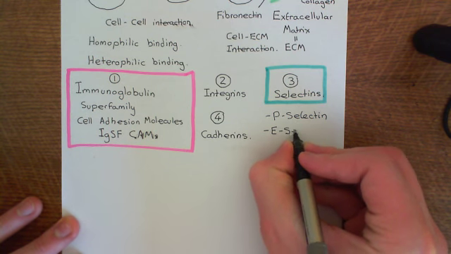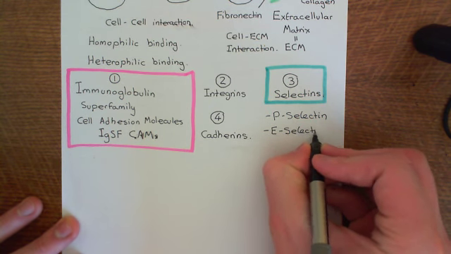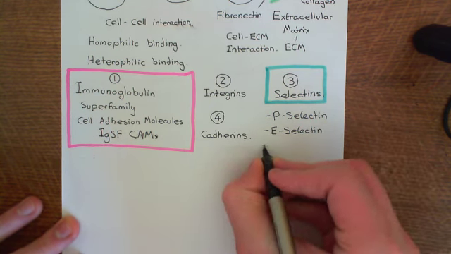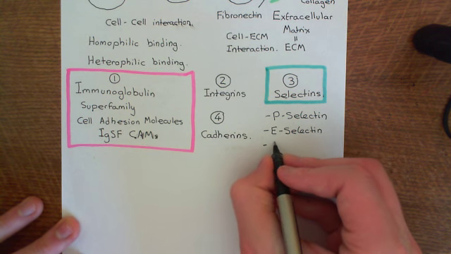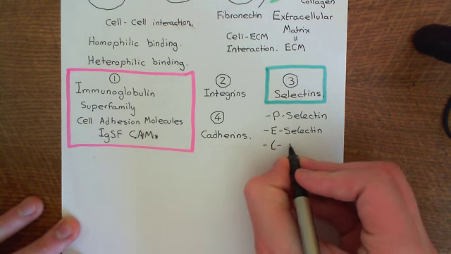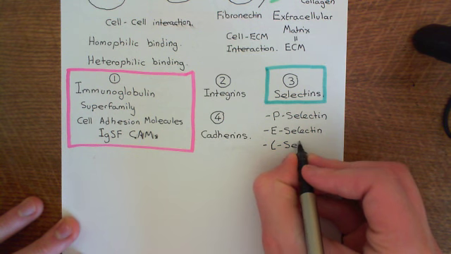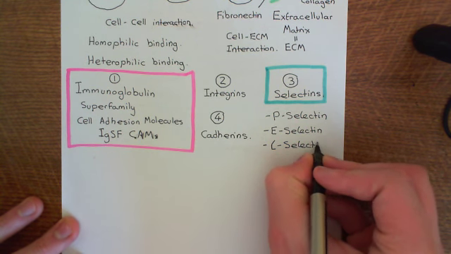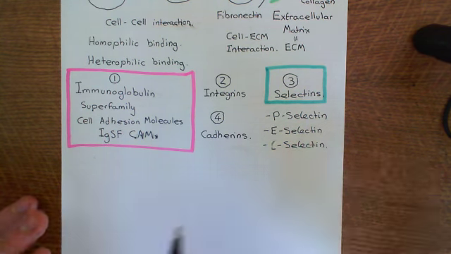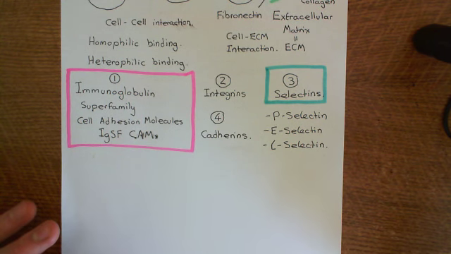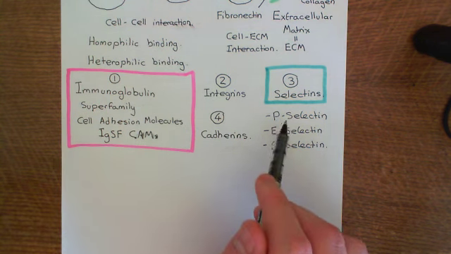Now there is logic in these names. P-selectin was named P-selectin because it is found on platelets, although that isn't the example we will use. E-selectin was named E-selectin because it was found on endothelial cells, and L-selectin was named L-selectin because it was found on lymphocytes. Okay, so let's start with studying P-selectin.